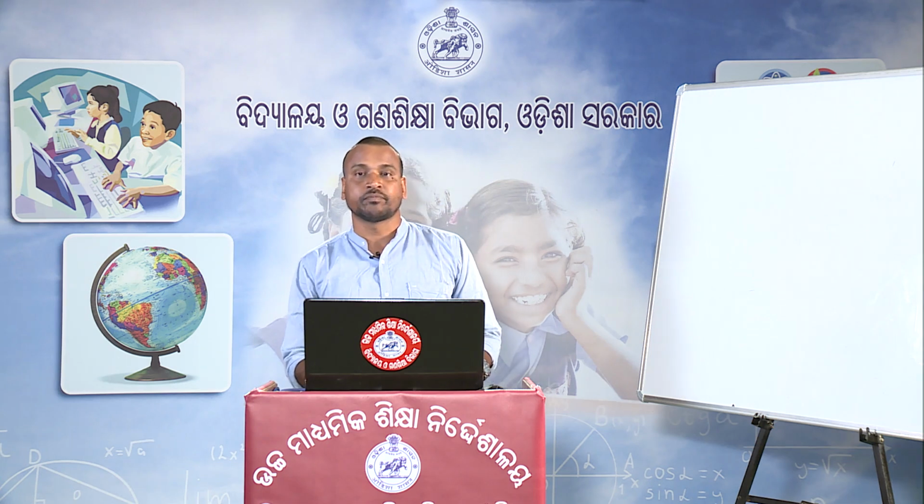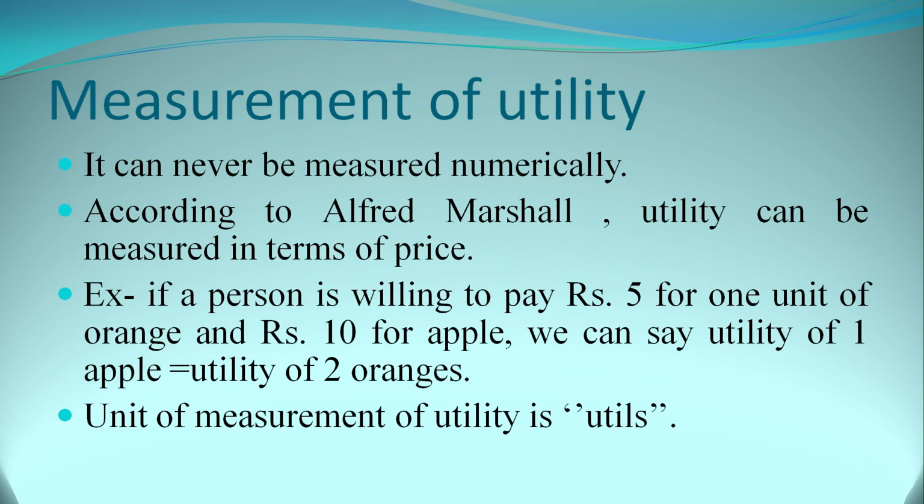Next slide, measurement of utility. We have completed the features. So, what are the elements and characters of utility? Next, measurement. How can we measure it? I have told you from the beginning, utility is a subjective concept, it is a psychological concept. We can never measure it, we can only feel it. Measurement of utility: the measurement for a specific field has been given by Alfred Marshall.